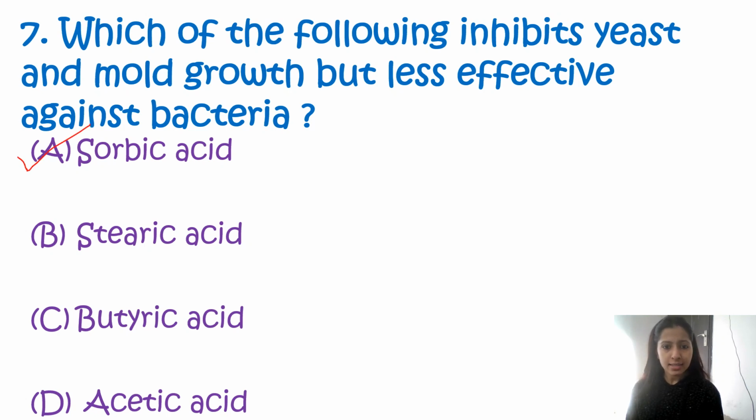Whereas stearic acids क्या है? Stearic acid is actually a saturated fatty acid with 18 carbon atoms, and it is commonly found in vegetable as well as plant fats. Okay. And butyric acids क्या? Butyric acid is a short chain fatty acid with 4 carbon atoms. And acetic acid is a weak organic acid with 2 carbon atoms and is the main component of vinegar. So my correct option will be option number A, that is sorbic acid.